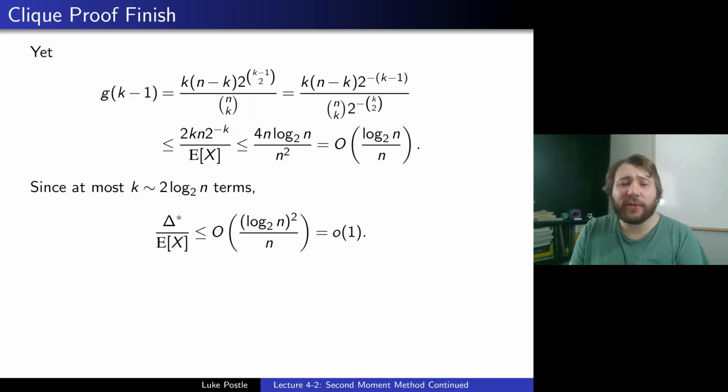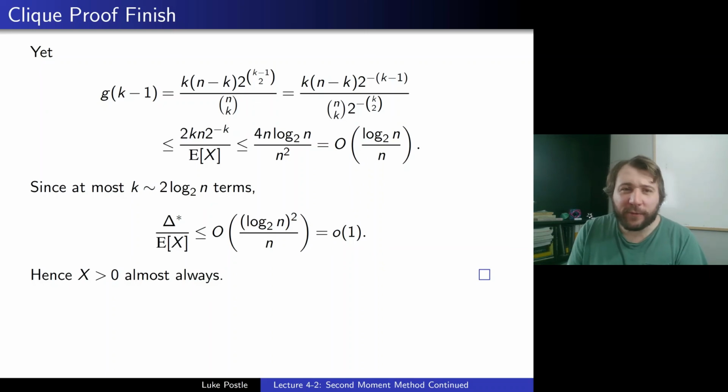And since there are at most k, being approximately 2 log base 2 of n, terms, we can conclude that this delta star over E[X], when you sum up those, is on the order of log squared n over n, which of course is little o of 1. And thus X is greater than 0 almost always. So we've used our delta theorem/corollary to prove this, and we've concluded that indeed we always get a clique of roughly that number as desired. So that was our proof for the clique number for G(n, 1/2).